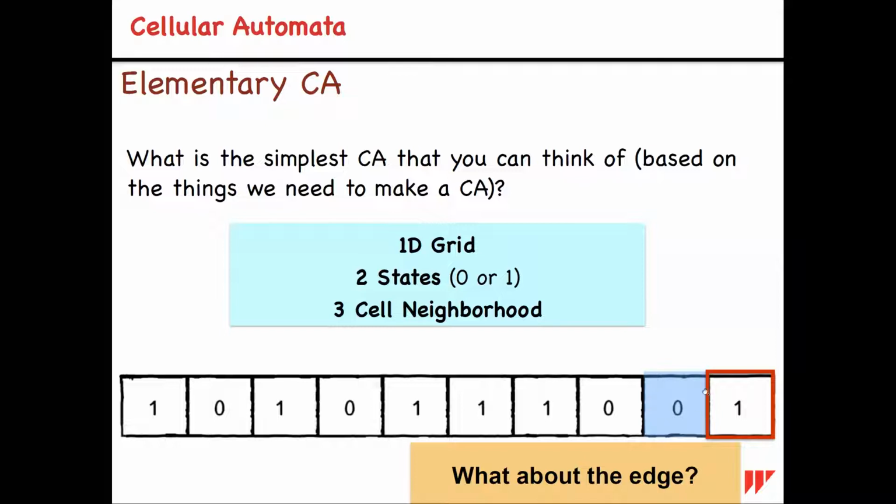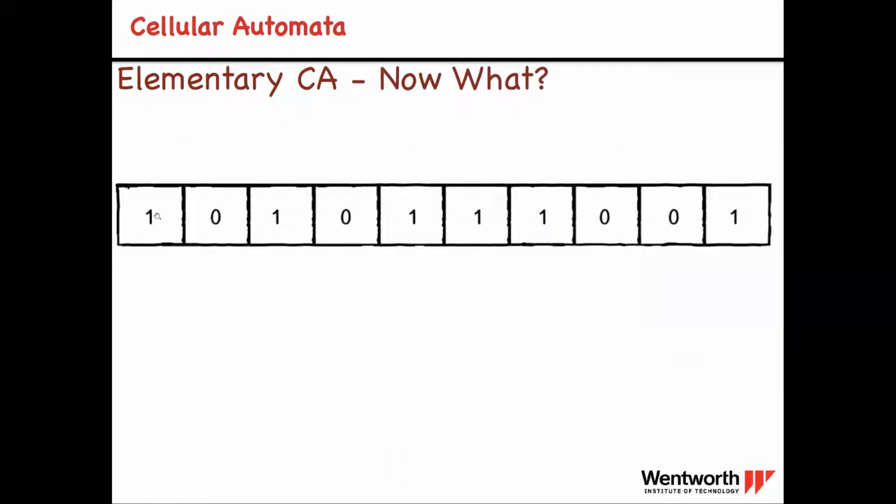We only have 1 cell over here now as a neighborhood. We'll have to think about that when we get to thinking about the sort of rules that we come up with. So that's something to keep in mind. All right, so let's say we have that grid.